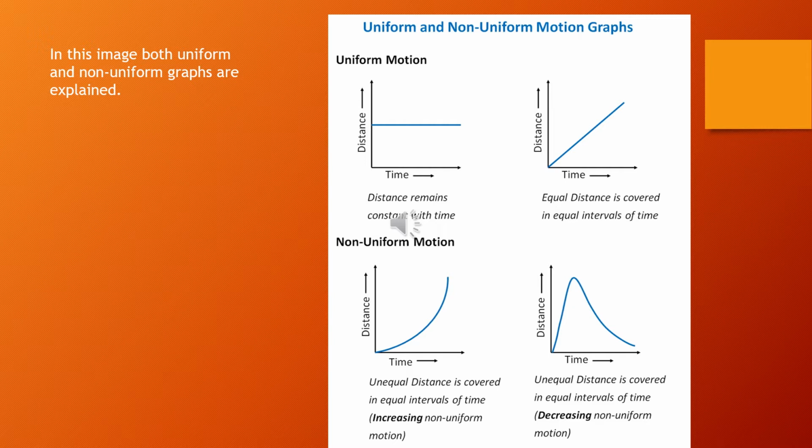In this image, both uniform and non-uniform graphs are explained. Both upper graphs are of uniform motion and lower graphs are of non-uniform motion. In the first graph, distance is not increasing but time is increasing. In the second graph, distance is increasing with respect to time, both are increasing in the same manner. In the non-uniform motion graph, you can visualize that nothing is in relation with another. If one is increasing, another is going some random way.